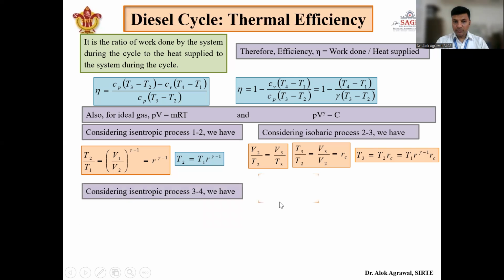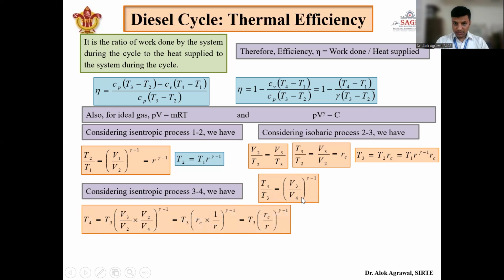Now considering process 3 to 4, we can write T4 by T3 as V3 by V4 to the power gamma minus 1. In this V3 by V4 we can multiply and divide by V2 in the numerator and denominator inside this bracket, so V3 by V2 into V2 by V4. Now see, this V3 by V2 is the cutoff ratio that we have seen just here. This V4 can be written as V1 because V4 and V1 are the same, as heat is rejected at constant volume. So it can be written as V2 by V1. V1 by V2 is the compression ratio, so V2 by V1 can be written as 1 by r. So this T4 can be written as T3 into rc by r, all to the power gamma minus 1.